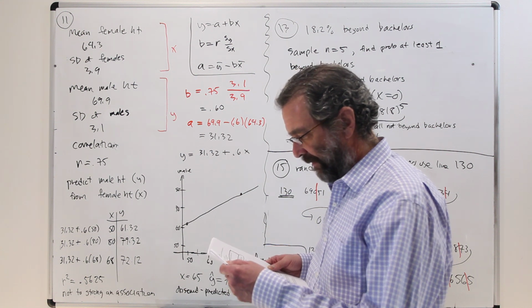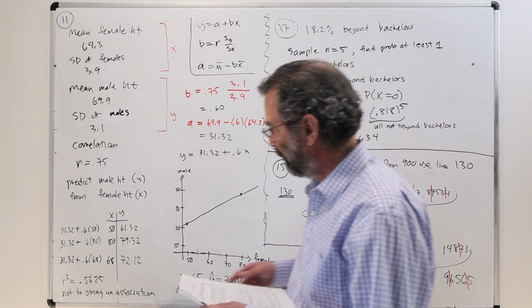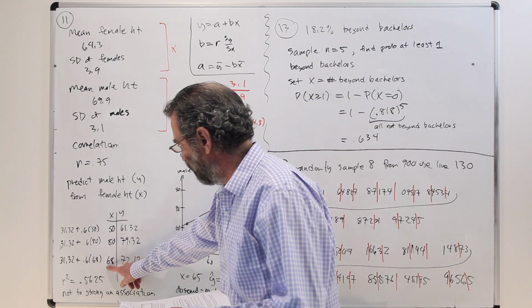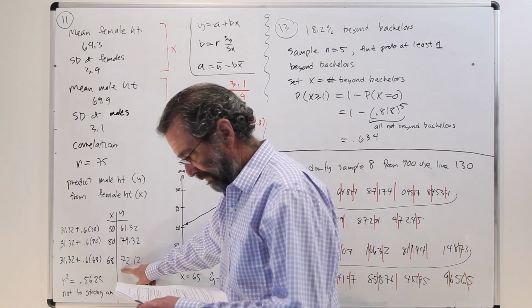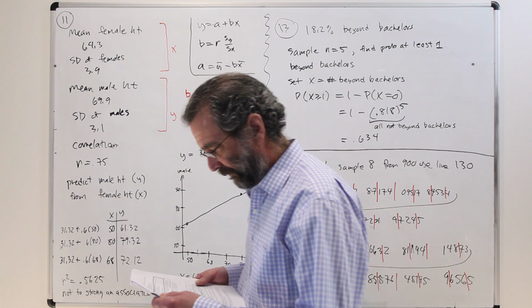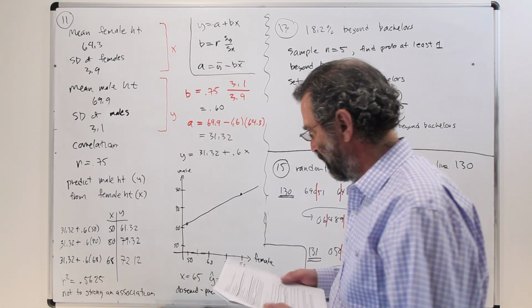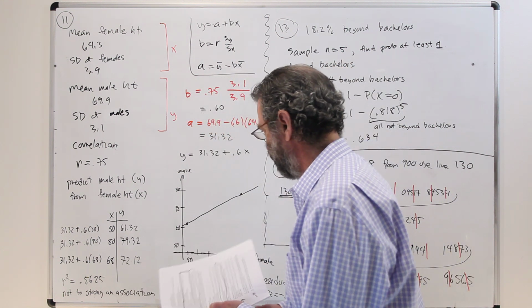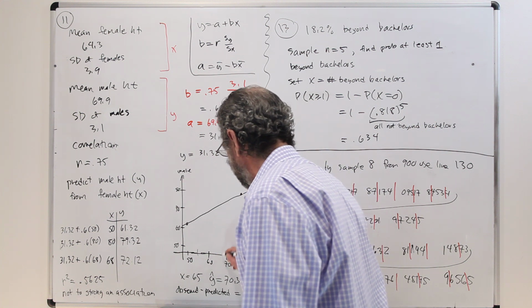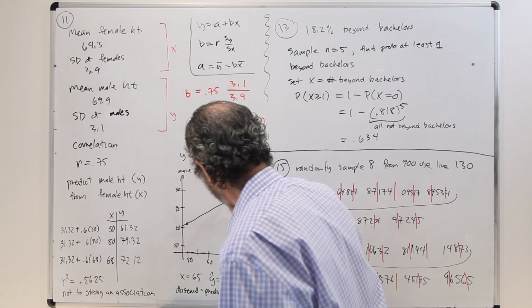Predict the height of the brother from a sister who is 68. Here's 68 as an input. Put that in the equation and get 72.12. That's the prediction. Plot the prediction on your graph. I didn't do it. 68 and 72.